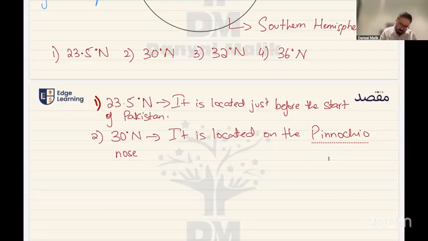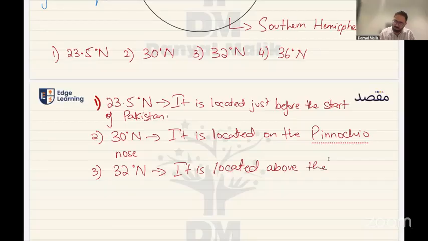Then number 3, 32 degrees north. For this, you will write down it is located above the Pinocchio nose.